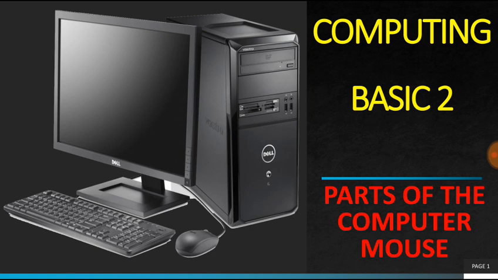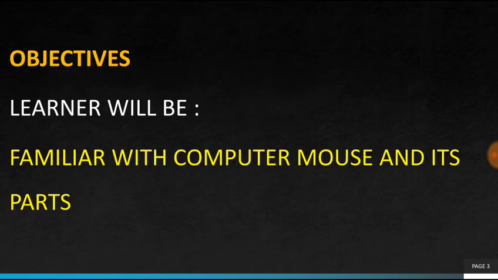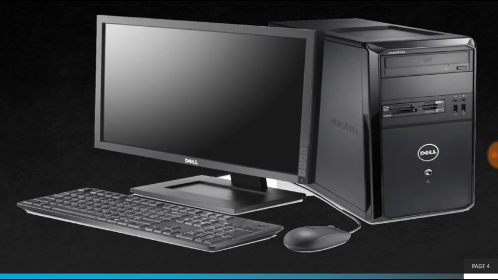For today, we'll talk more about the parts of the computer and look at the computer mouse. So at the end of this lesson, you should be familiar with the computer mouse and its parts. Now let's look at how a desktop computer looks.